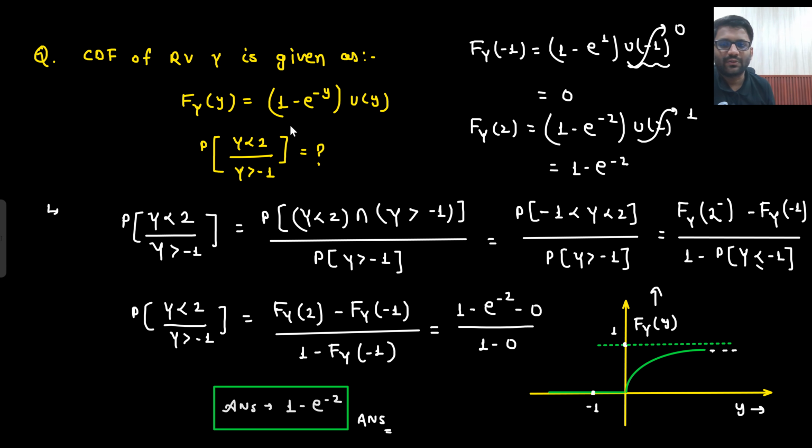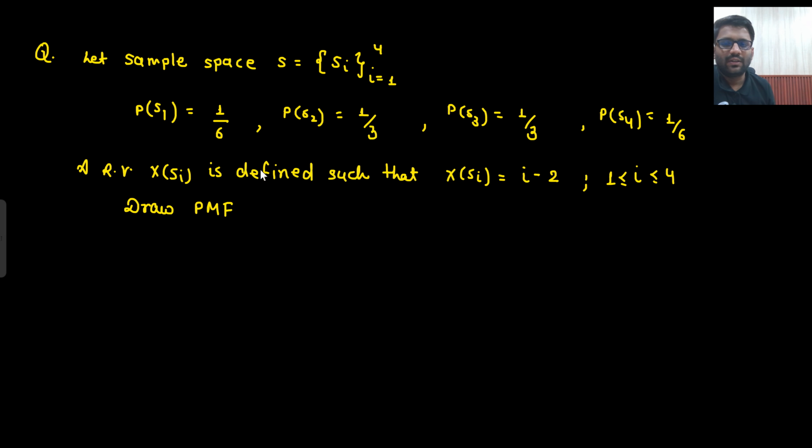Well and good. So this was the CDF given and this question we solved. Let's try solving this question. There is a sample space S which is defined like this. That means your sample space is S1, S2, S3, S4. Probability of S1 is given, probability of S2 is given, S3 is given, S4 is given, right? Now there is a random variable x of Si defined such that it is i minus 2, where i goes from 1 to 4 only.